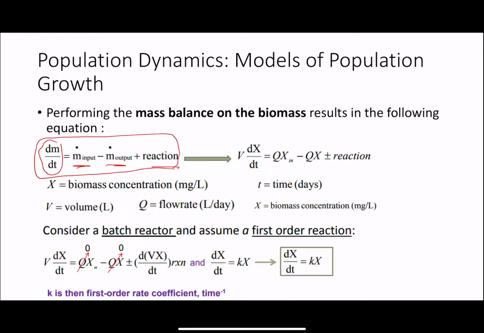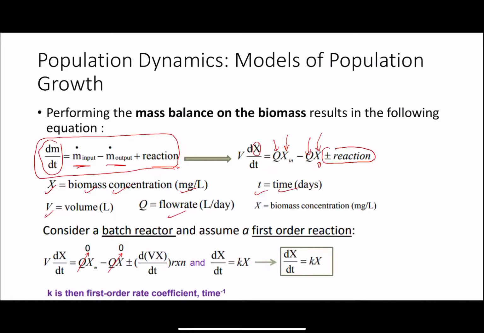Okay, this is similar to V dX over dt. So if you do this, it's volume times dX, the change of biomass with time, equals Q X_in, the flow rate times the biomass concentration in, minus Q X, the flow rate times the biomass concentration out, plus or minus the reaction, either addition or subtraction. Of course, X is the biomass concentration in milligram per liter, t is time in days, V is volume in liters, and Q is flow rate in liters per day, and X, as we mentioned before, is in milligram per liter. This is in addition to that.